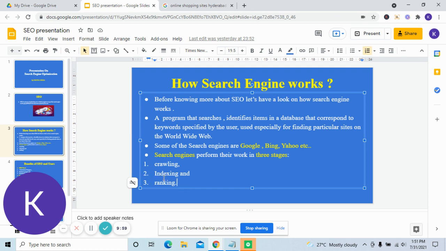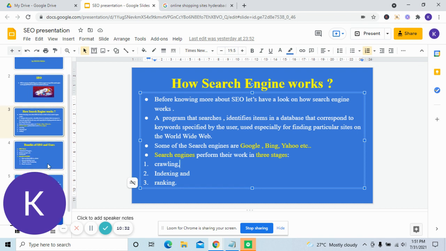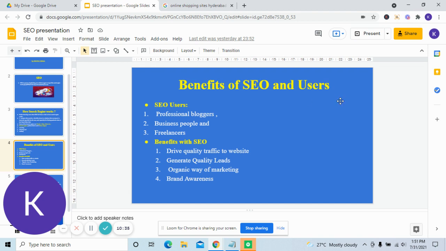So this ranking factor can be improved by using off-page techniques, and crawling and indexing can be improved by using technical SEO. Sorry, page and content optimization can be improved using the on-page techniques. So before going to that, let us know the benefits of SEO and who uses SEO mostly.